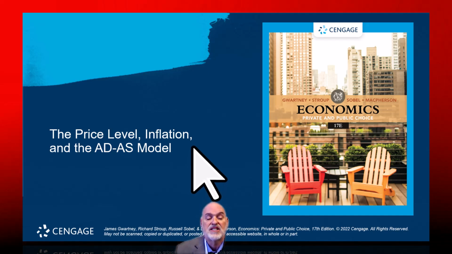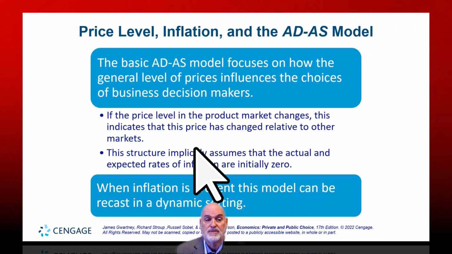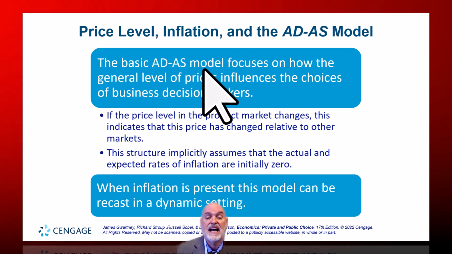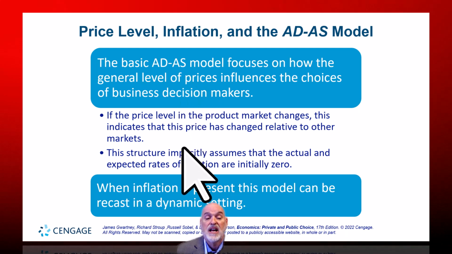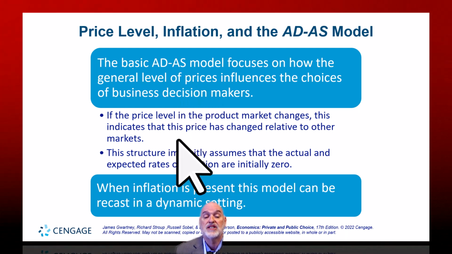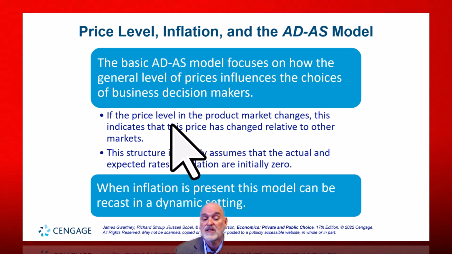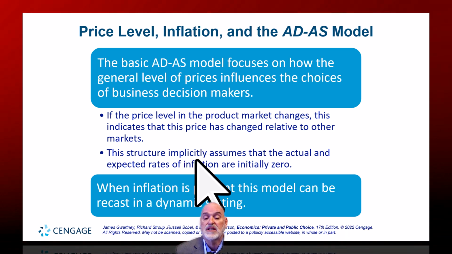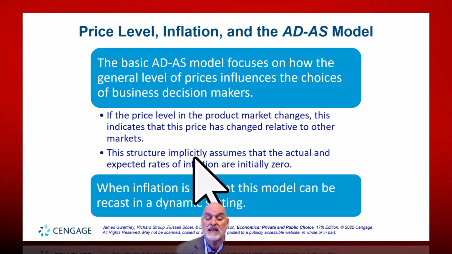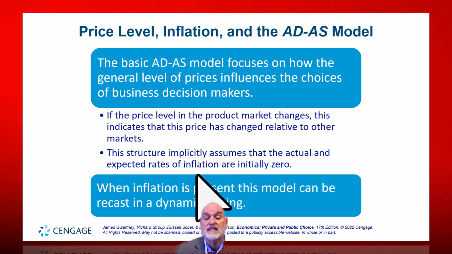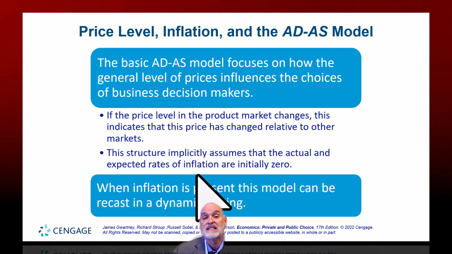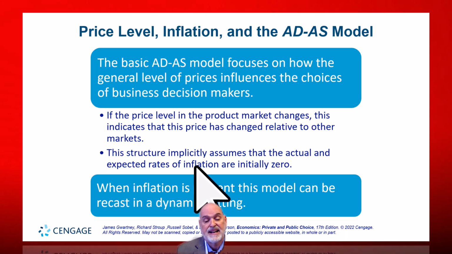Price level inflation in the ADAS model. The basic ADAS model focuses on how the general level of prices influences the choices of business decision makers. If the price level in the product market changes, this indicates that the prices change relative to other markets. This structure implicitly assumes that the actual and expected rates of inflation are initially zero. When inflation is present, this model can be recast in a dynamic setting.